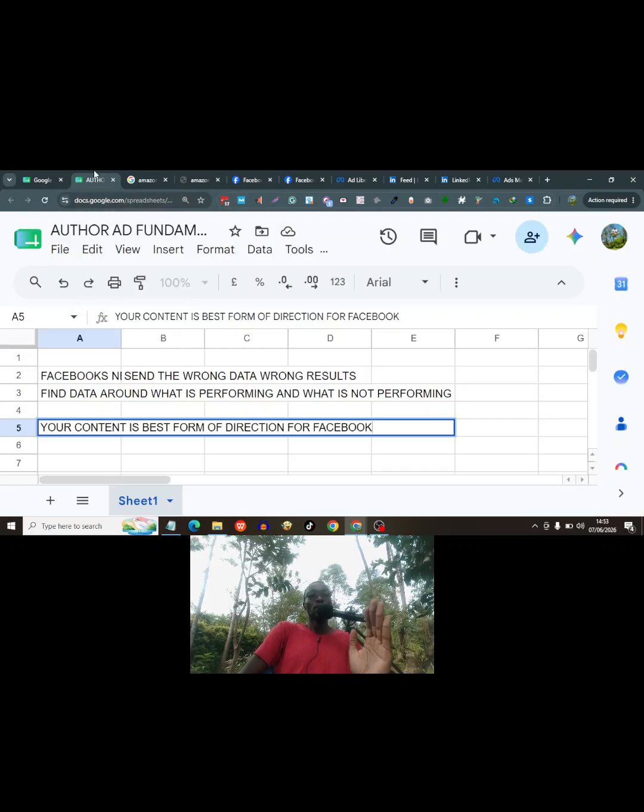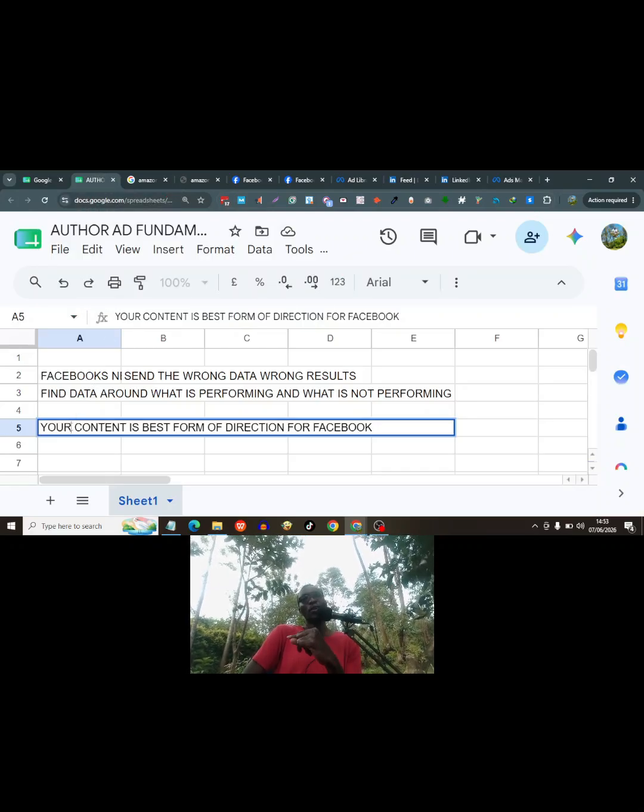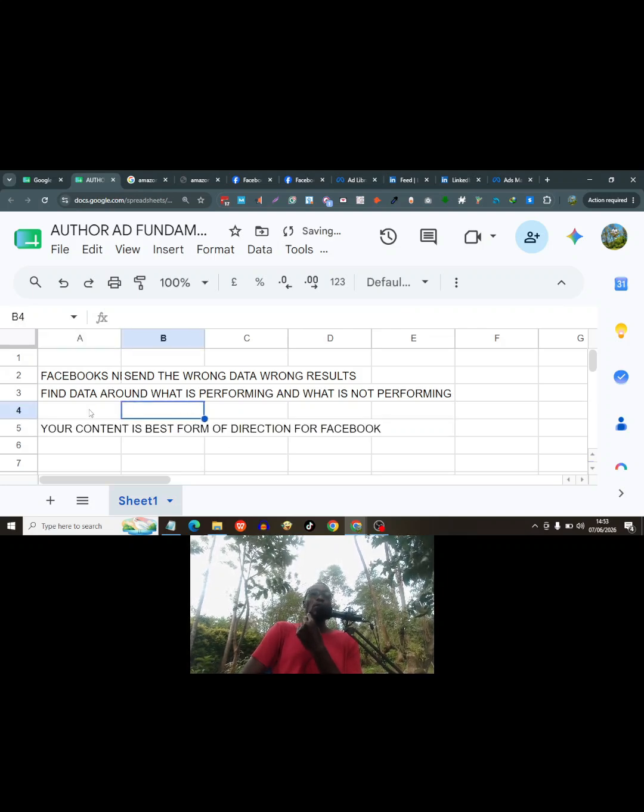And how would you know this? If you've mastered the fundamentals, your content is the best form of direction for Facebook. Instead of blaming Facebook, which most of us like to do, figure out what I am doing that might be off. And then go and Google, especially for agency owners.